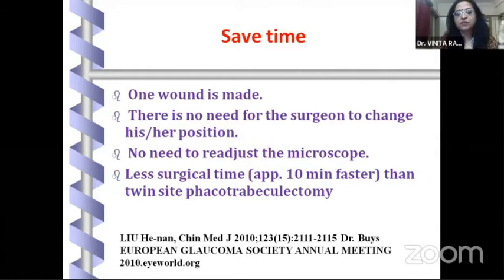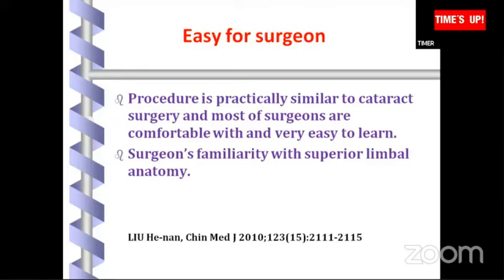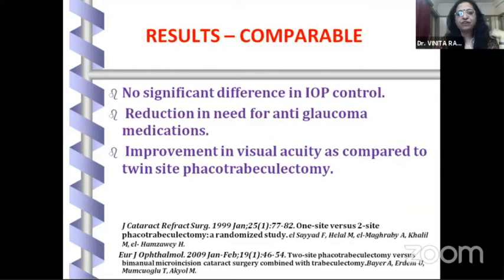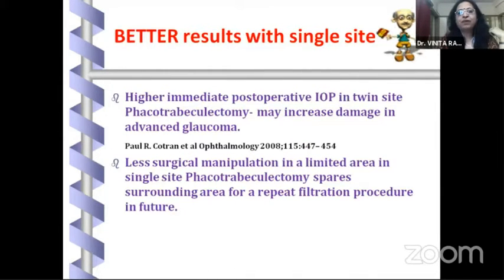But nowadays, because we surgeons all do a corneal tunnel sitting on a temporal site, we can do a twin site also. It's the surgeon's preference, and it is similar to any cataract surgery. Those who are trained in scleral tunnel can comfortably do it, and it is a simple trabeculectomy. We can have good results which are comparable. Sometimes it gives even better results, and a better site for another trabeculectomy if it is needed in future.